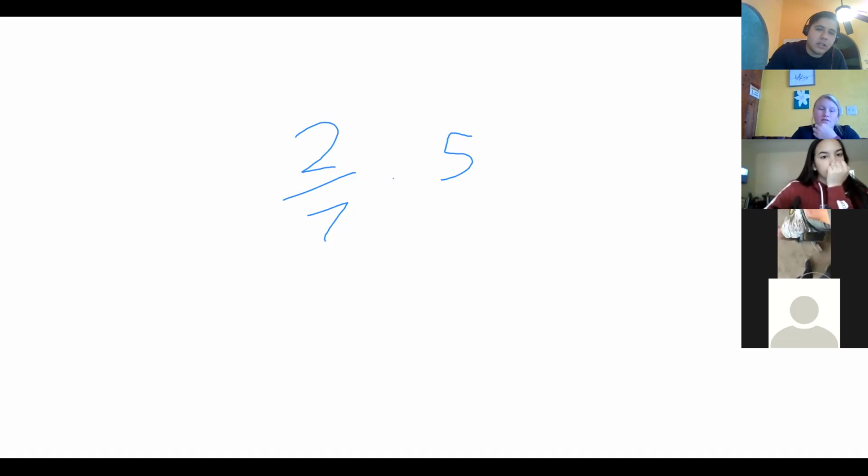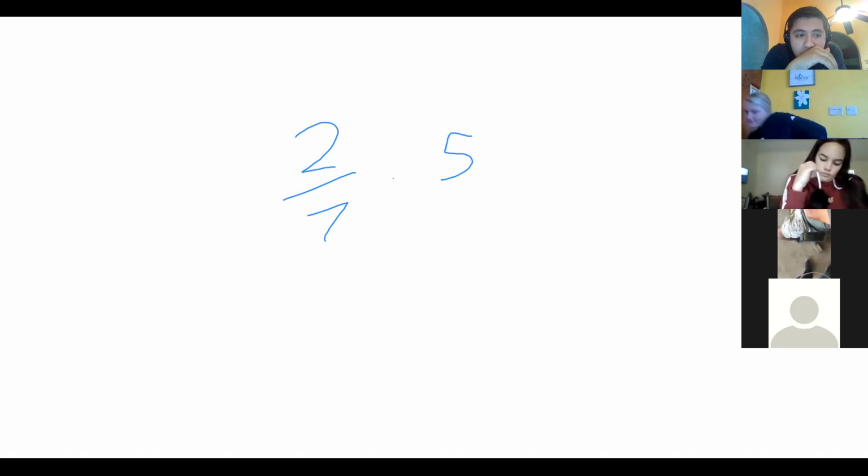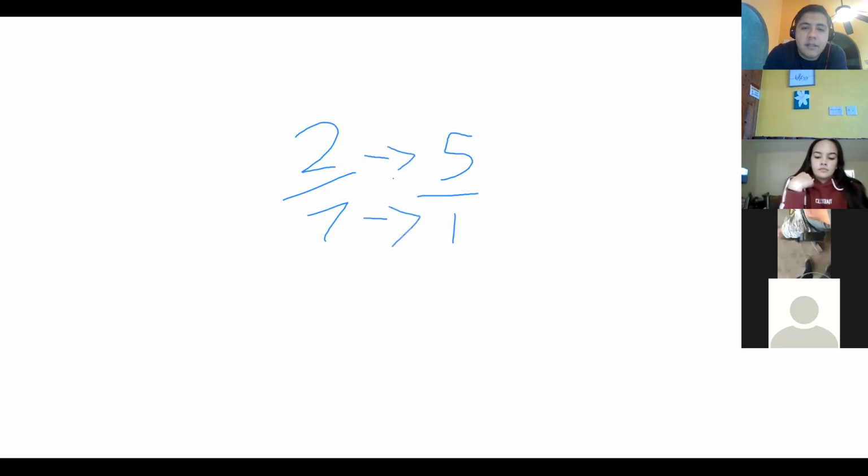So to multiply this, under the 5, what do we assume is under the 5? What do we always assume is under the 5? The 1, right? Because anything divided by 1 is just the same number. So if I divide 5 by 1, it's still 5. Now we just need to multiply straight across, and we got 10 over 7.